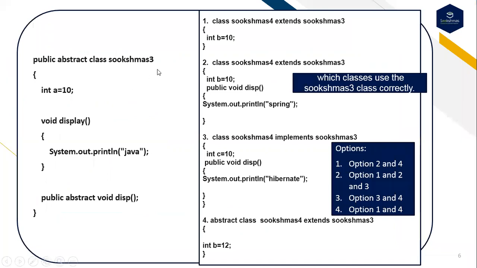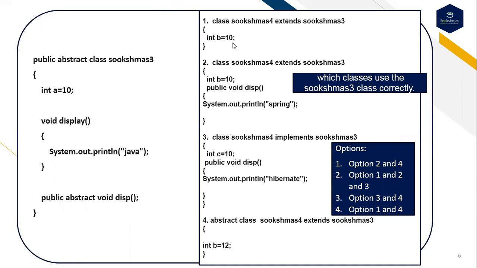And this is the third question. Public abstract class Sookshmas3, int a is equal to 10 and void display. Here I'm trying to display the message Java, and here we have an abstract method, public abstract void display. Then these are the few options. Which class uses the Sookshmas3 class correctly? So what is the first one here?